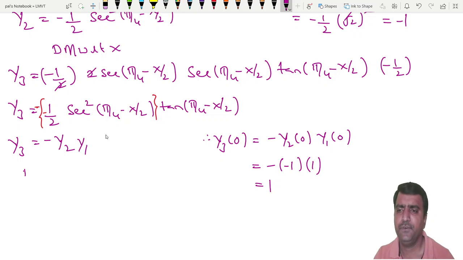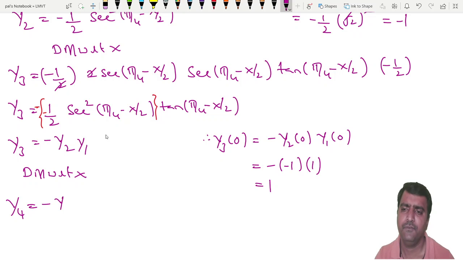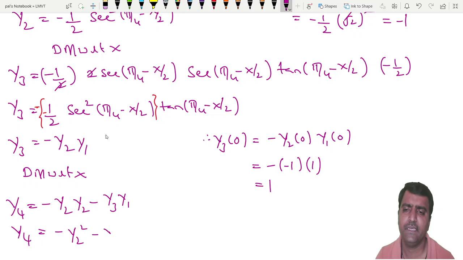Again to find y4, you differentiate this with respect to x. So differentiation of y3 gives y4 is equal to minus y2 into differentiation of y1, which is y2, minus differentiation of y2, which is y3, keep y1 as it is. Both have minus, minus multiplies. So this is y4. Simplifying, y4 can be written as minus y2 square minus y3 y1.